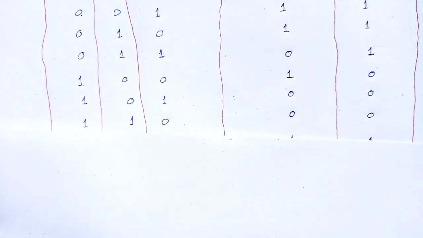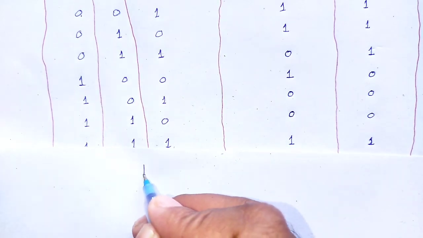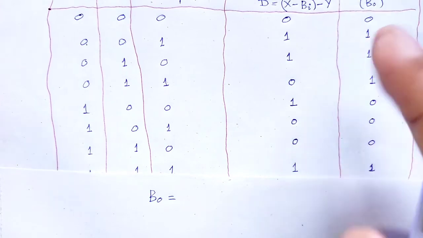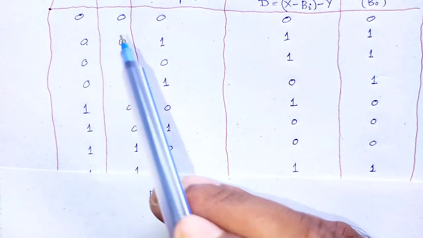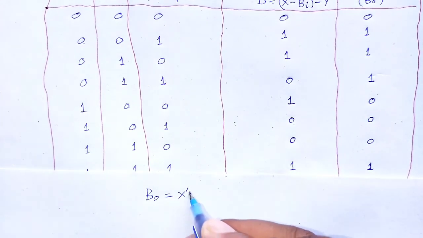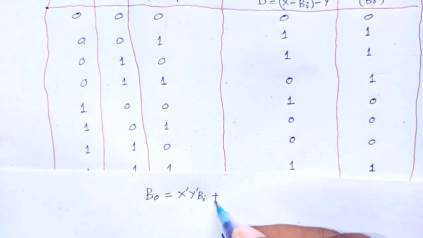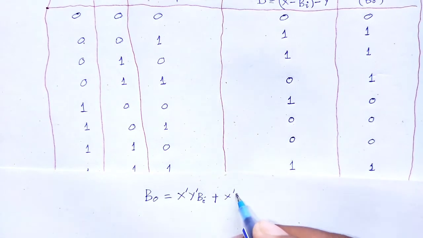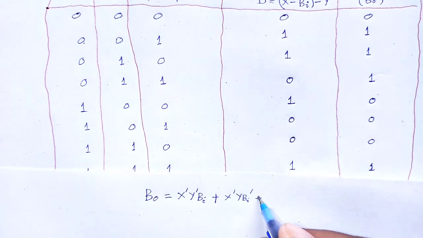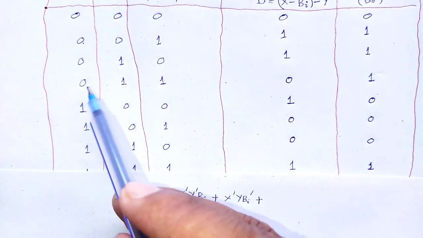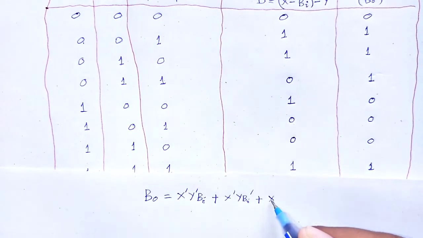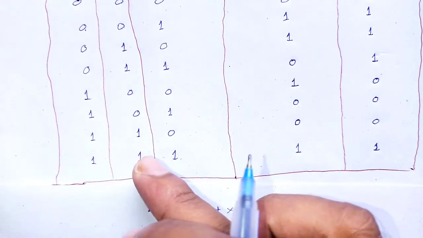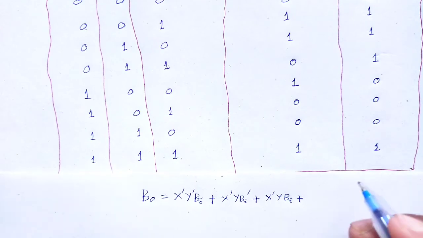Next, for borrow out column we can again achieve another Boolean expression. For borrow out, BO is equal to, the output is high: 1 0 0 1 means x prime y prime bi, plus next one 0 1 0, x prime y bi prime, plus 1 0 1 1, x prime y bi, plus here 1, x y bi.